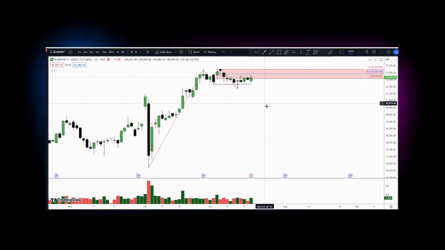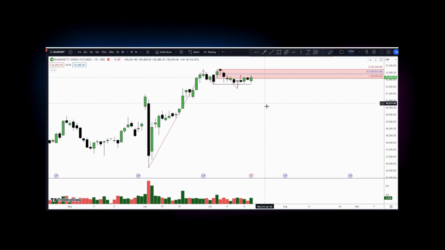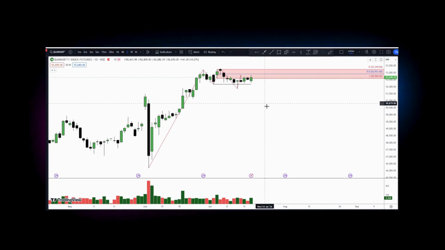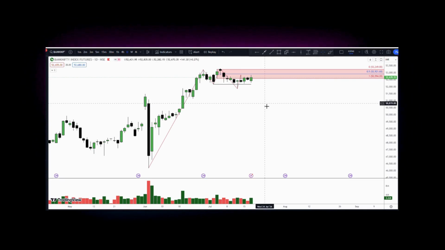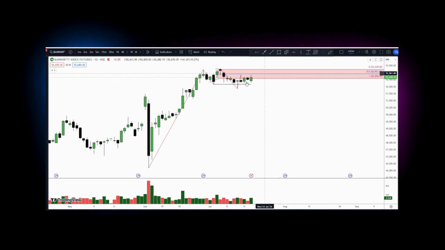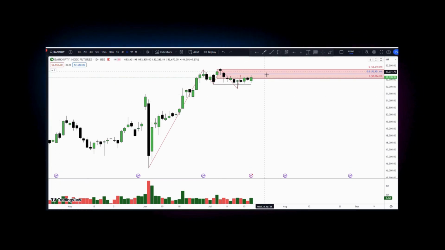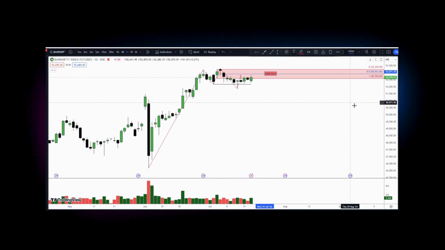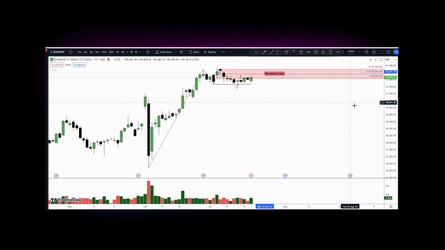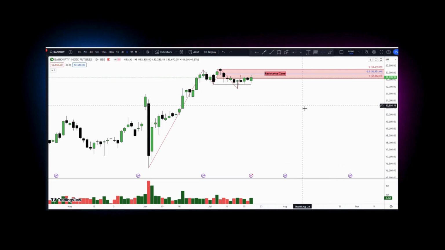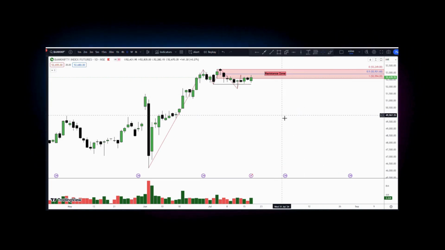So for me, this is the position where I feel the market would halt or reverse the trend. Let's mark this as our resistance zone. Then we go on today's chart.